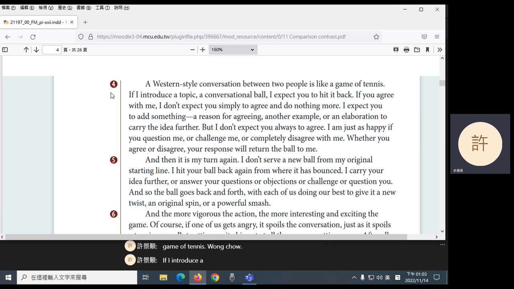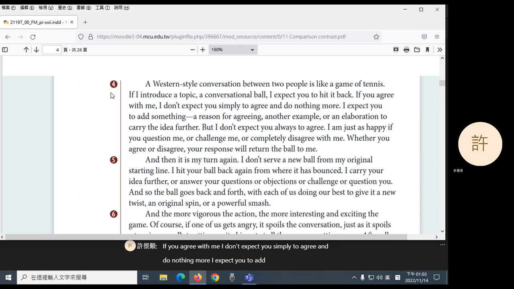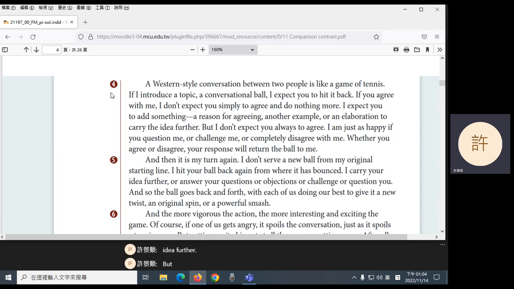If I introduce a topic, a conversational ball, I expect you to hit it back. If you agree with me, I don't expect you simply to agree and do nothing more. I expect you to add something, a reason for agreeing, another example, or an elaboration to carry the idea further. But I don't expect you always to agree. I am just as happy if you question me, or challenge me, or completely disagree with me. Whether you agree or disagree, your response will return the ball to me.